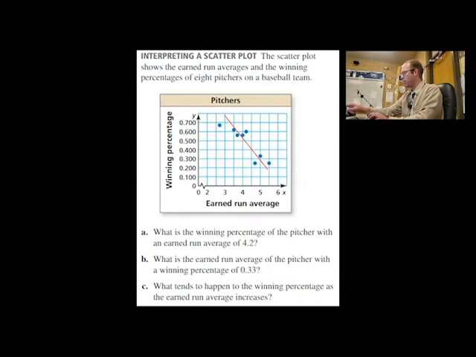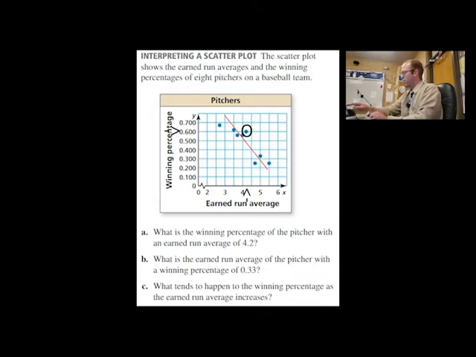So we're going to take a look at each of these and see what we can find from the data. What is the winning percentage of the pitcher who had an earned run average of 4.2? So here's 4. 4.2 is just past that. It looks like this point up here had an earned run average of 4.2. Let's go and take a look at the winning percentage over here. So that looks like the winning percentage is about 600 or 60%.